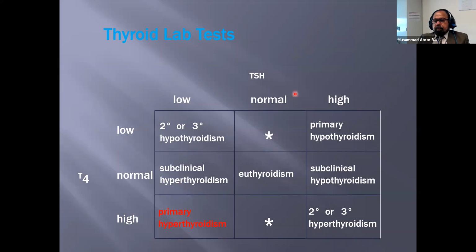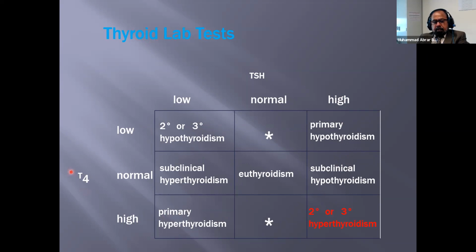On the other side, when TSH is high and T4 is also high, it is called secondary or tertiary hyperthyroidism. Why? Definitely, there is some problem in TSH secretion. Either it is a pituitary adenoma or something in the hypothalamus. TSH is secreting more and more. So TSH is high, and this is asking the thyroid gland to secrete more and more thyroxine.